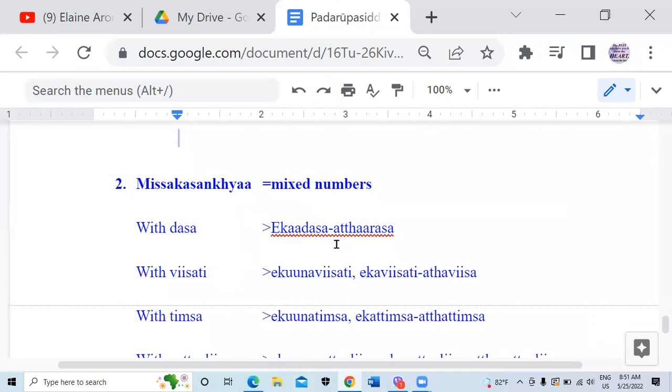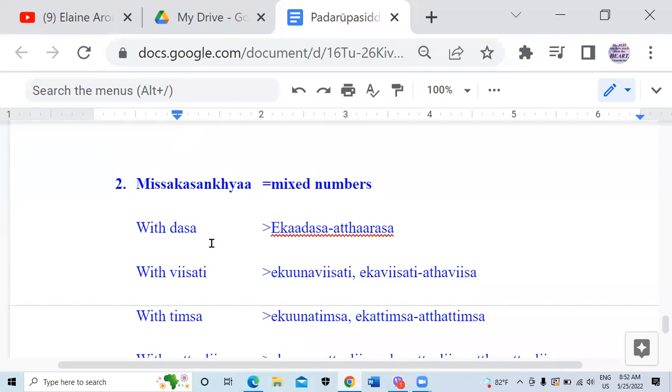How to mix numbers? So like Ekadasa. Eka is one Sankhya Sankhya. And the Dasa is one Sankhya Sankhya. So if they are combined, we have Ekadasa, 11. Okay. That's why this is not a single one. That's why Mishka Sankhya. Okay, Ekadasa. Eko Cha, Dasa Cha, Ekadasa. Okay, like this.